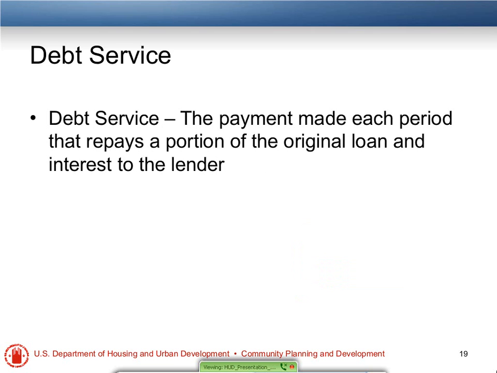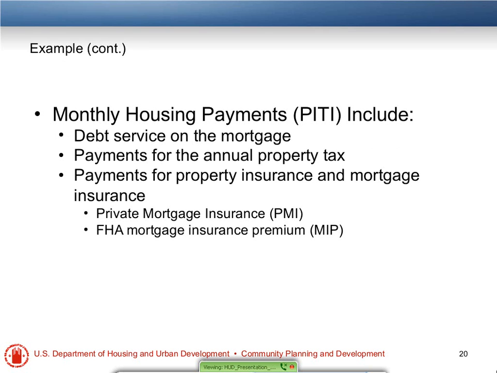This is our long-term financing for the project. This loan is repaid through monthly debt service payments. These payments are made each month, and they repay a portion of the principal on the original loan plus interest to the lender on that loan. And you can use your financial calculator to calculate debt service, or you can use the mortgage constant, which is what we used in our Week 1 and Week 2 class if you did not have a financial calculator.